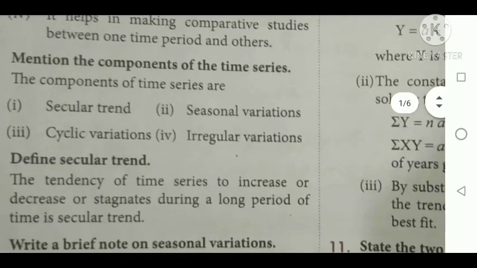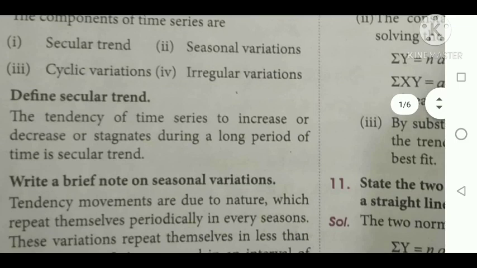Then some of the components of time series are secular trend, seasonal variation, cyclic variation, and irregular variation. These are the components, the methods we use in order to analyze the time series. Here, what is meant by secular trend? The tendency of a time series to increase, decrease, or stagnate, that is, have no change, during a long period of time is called secular trend.